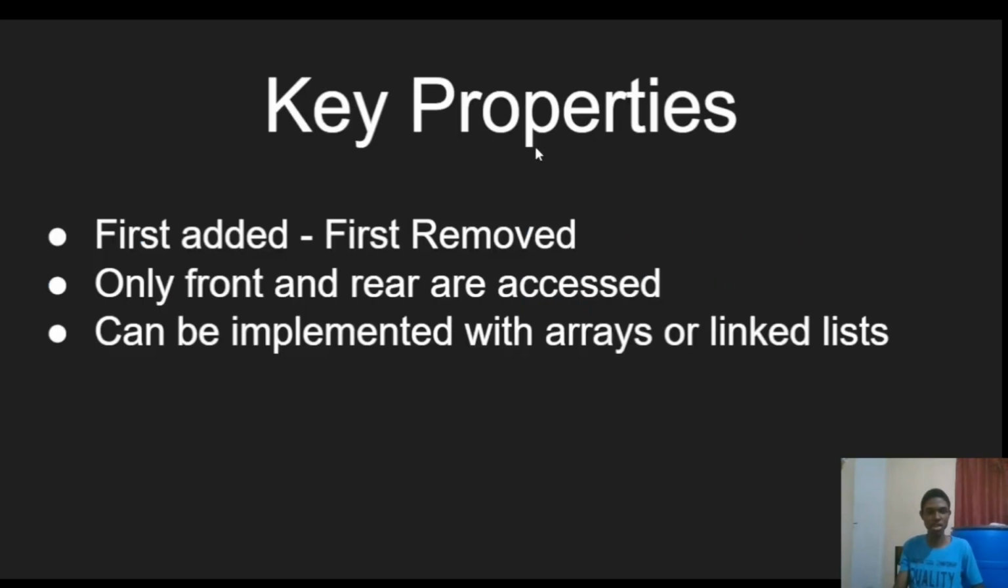So here are the key properties. The first added means it's the first one that gets removed, and also the last one that gets added means it will be the last thing that gets removed, right? So it's the same thing with the line analogy. The last person in the line will be the last one that comes out. And here's another thing, only the front and rear are accessed. So front will essentially be the front of the line. Rear means it will be the end of the line. And the queue data structure, guys, can be implemented using arrays or linked lists.